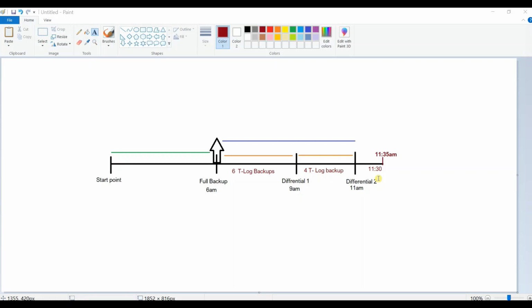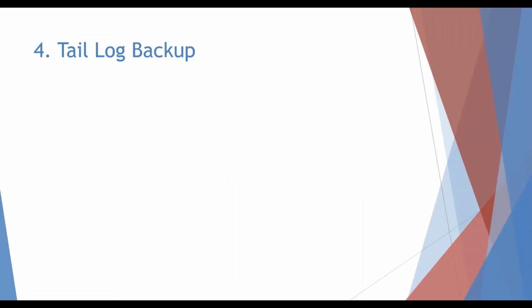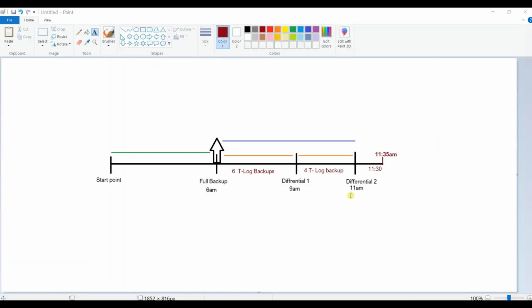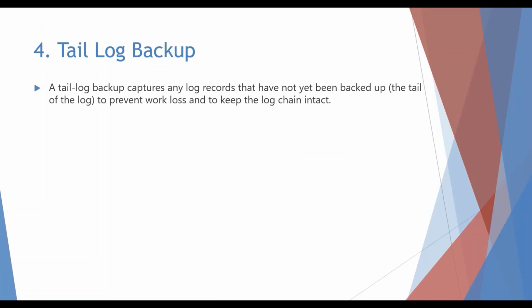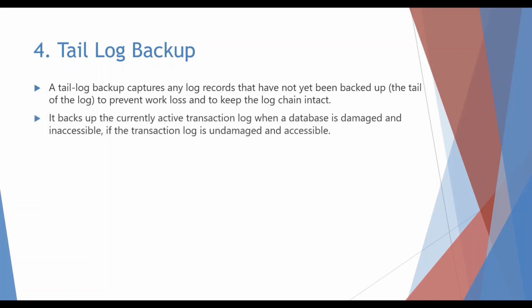Okay. Now you may ask a question. From 11:30 to 11:35 we don't have any backups. How do I get the data back? For that we have tail log backup. What it will do is it will take the transactions that are present in the log file from this time gap, which is 11:30 to 11:35. Those are your active transactions. It captures any log records that have not yet been backed up to prevent our data loss.